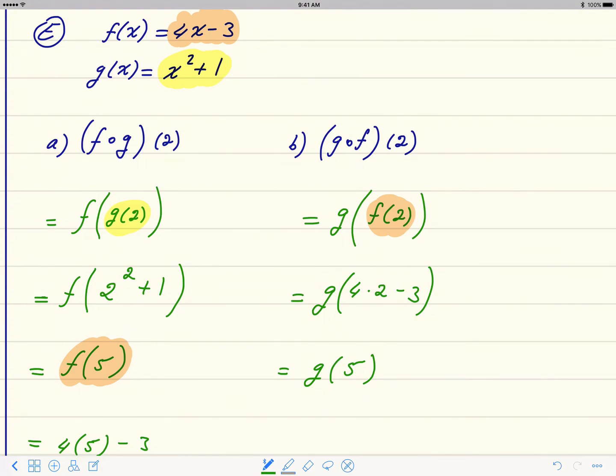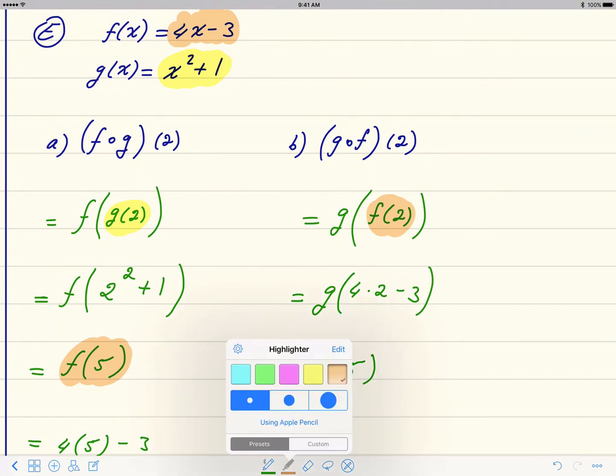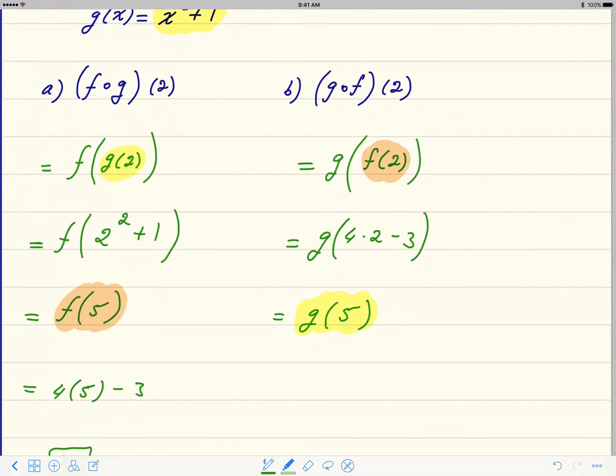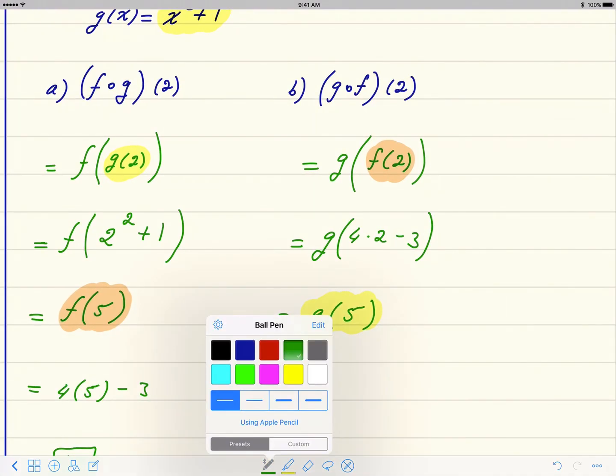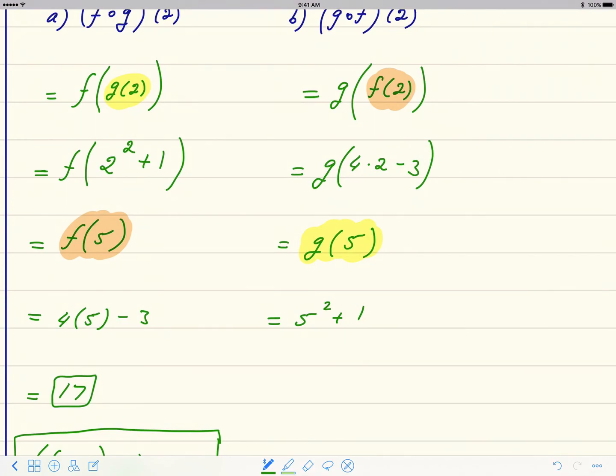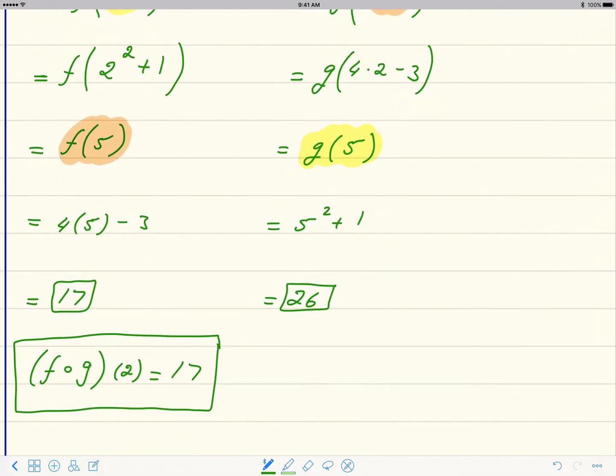Okay, and then to do g of 5, we're going to use the formula for g, which is x squared plus 1, but instead of x, of course, we have 5, so this gives us 5 squared plus 1, 25 plus 1 is 26. So that's the answer. So what we've calculated here is that g of f of 2 is equal to 26.